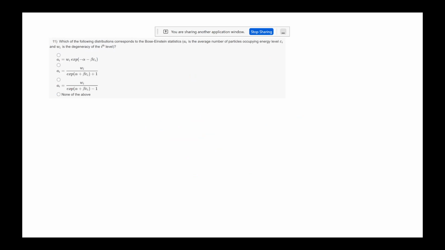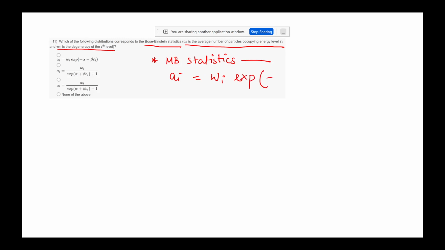Okay, now this is theory. Which of the following distributions correspond to the Bose-Einstein statistics? Here Ai is the average number of particles occupying energy level epsilon i, and Wi is the degeneracy of the ith level. This is called the occupancy level. So for MB statistics, the occupancy level Ai is Wi times exponential of minus alpha minus beta epsilon i.